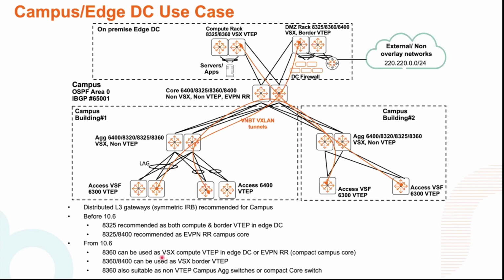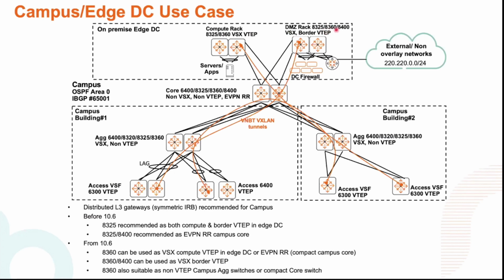But now there are more options. If it's a small campus, you could use the 8360, if it fulfills the port density requirements. In the past you could use the 8400, but now the 8400 can also be used since it supports VXLAN. And for the border VTEP, you can see there are more options. You'll notice that in the data center, we only recommend the 8000 series, because it's so critical. We do not recommend the 6300 or 6400s in the DC or even as the border. Those should be left as access because of the VSF capability, single control plane.